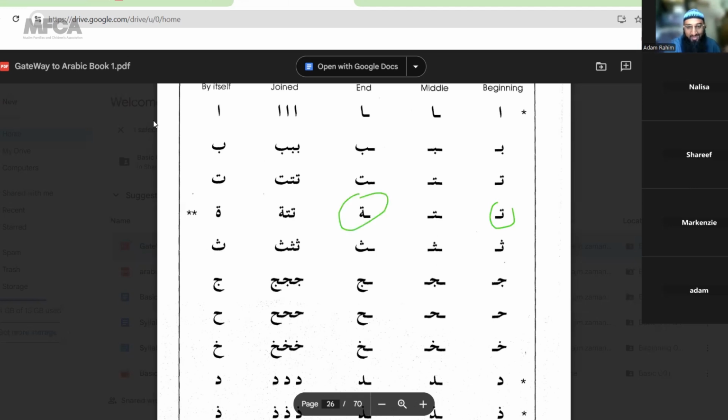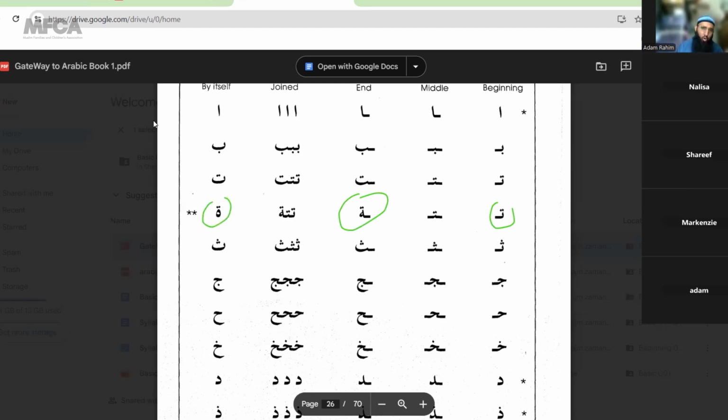In the end, it's written like this. But that's how it's written if it's connected to what comes before it. But if the letter that comes before it is from those letters that don't connect to that which comes after it, then it's written like this. It's written as a closed ta.